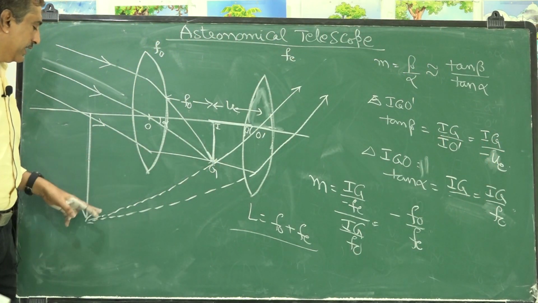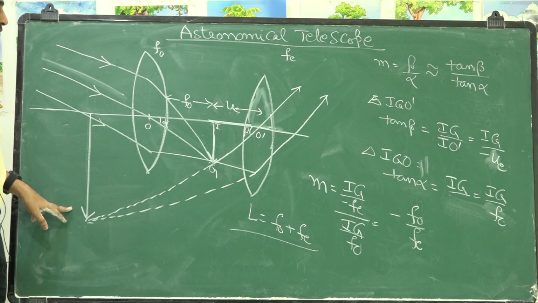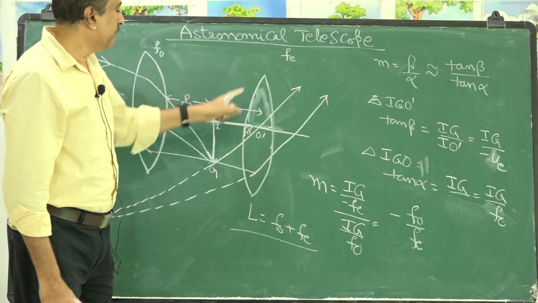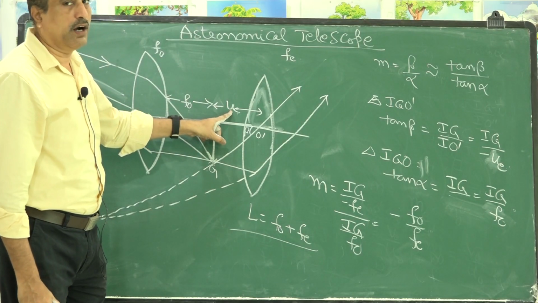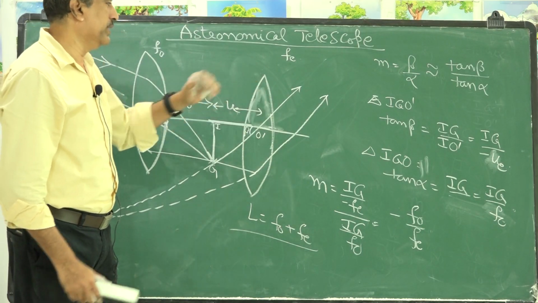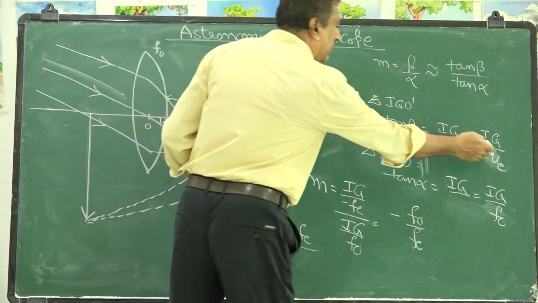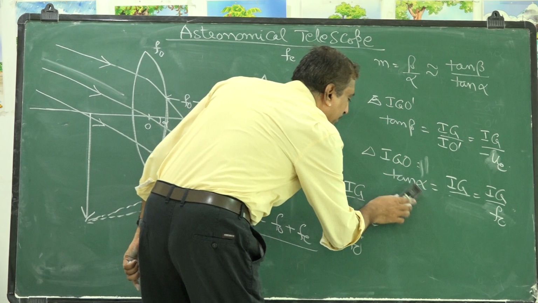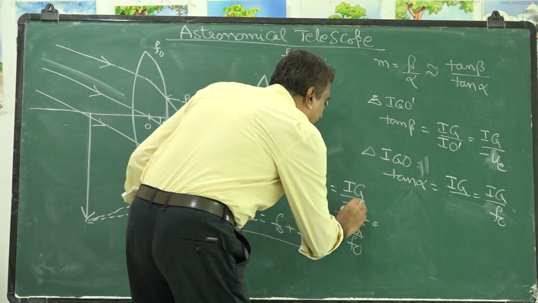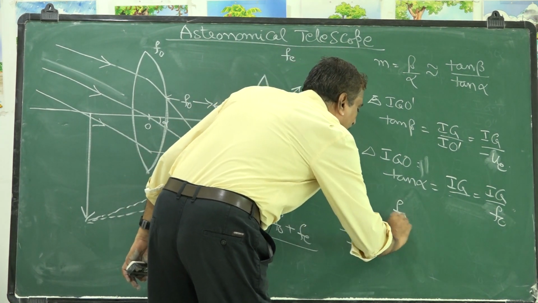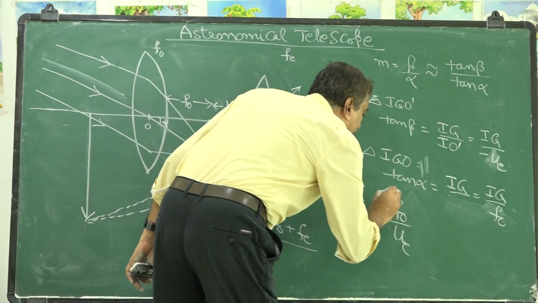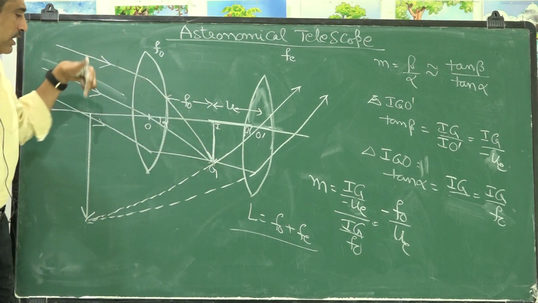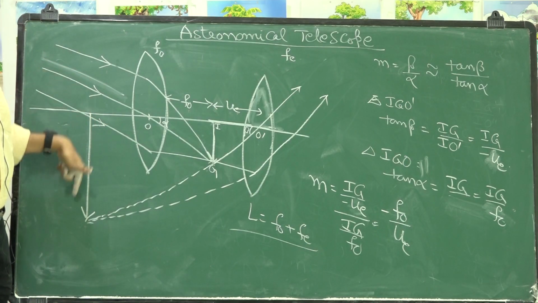If the image is formed at the least distance of distinct vision, in that case, we have to replace this FE by UE, where this UE is the object distance for this eyepiece. Now substituting this, we get F naught by UE minus F naught by UE. Here the negative sign indicates the image is inverted.